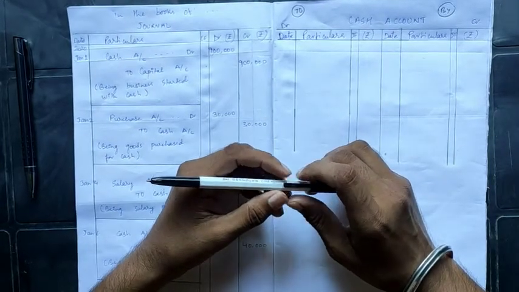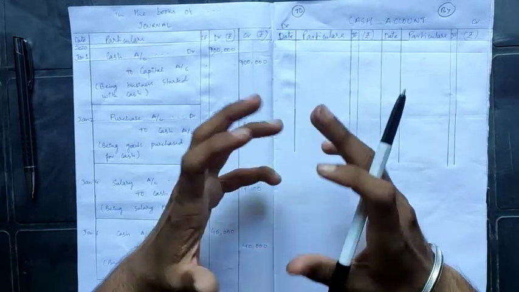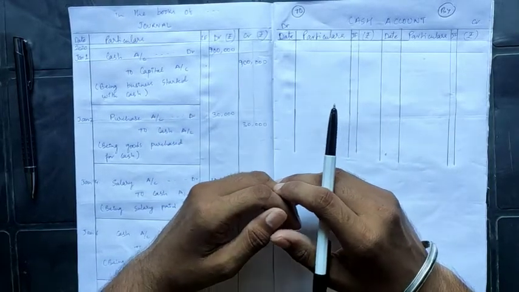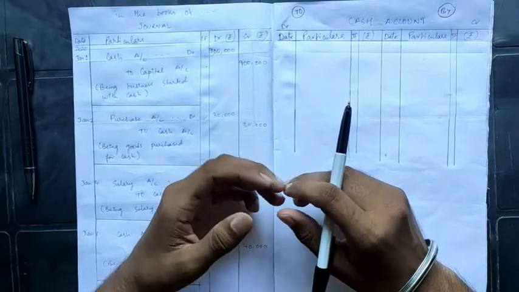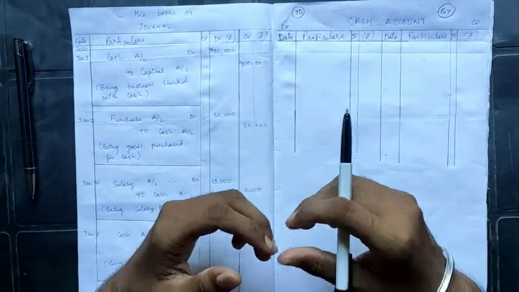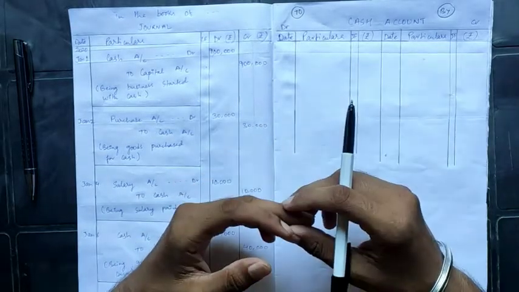Hello my dear students, today we will be doing ledger. So what is ledger? Ledger is a continuation of journal. From the journal we prepare various ledger accounts like cash account, purchase account. So today we will learn how to prepare different ledger accounts.